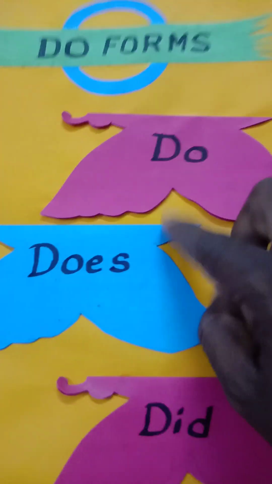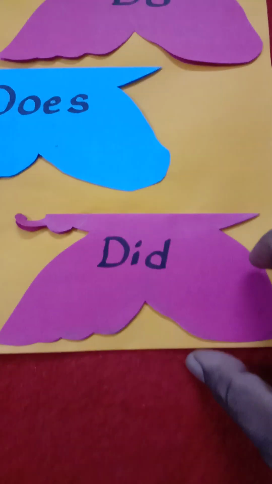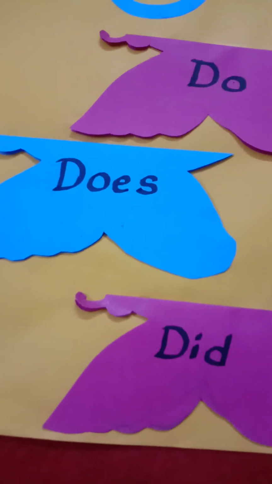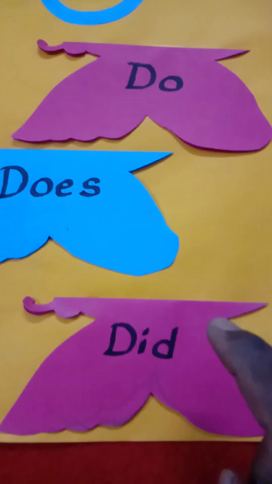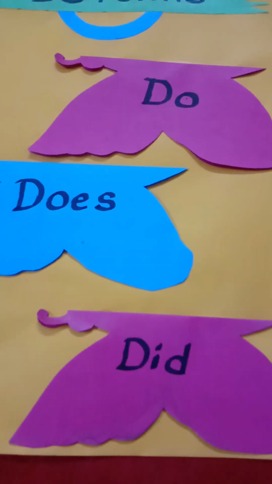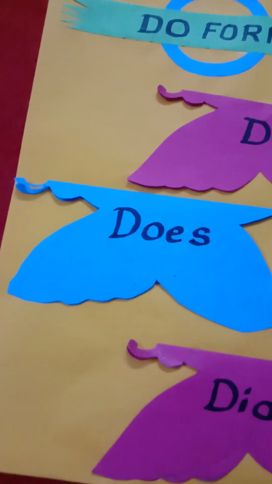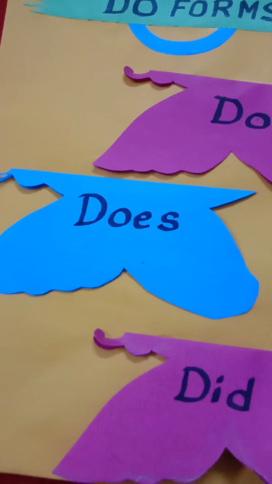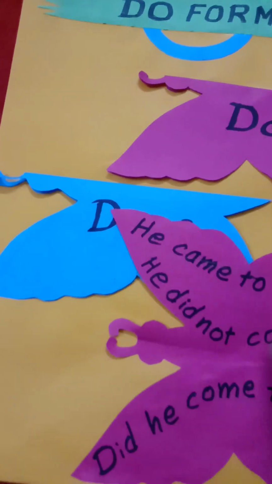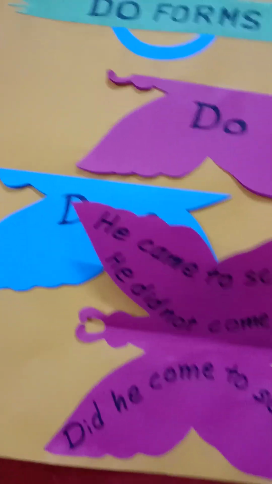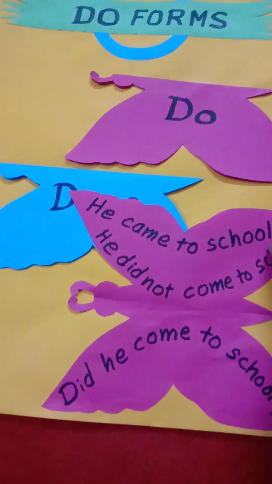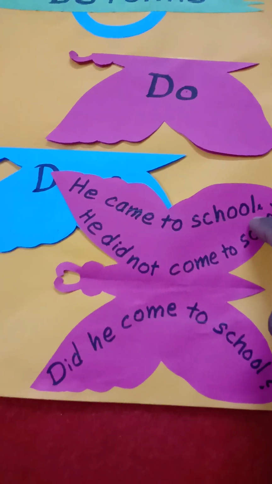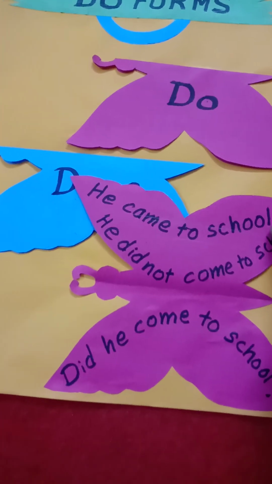Then we go to did. Did is used for simple past. So did is the past auxiliary verb. So here also we see an example. Look here. He came to school. That is assertive sentence.